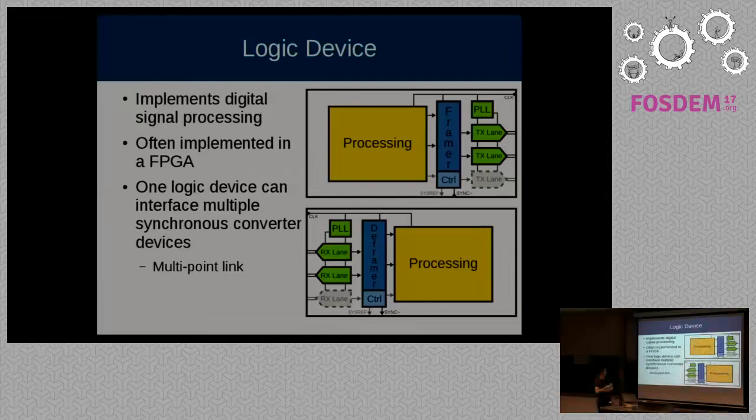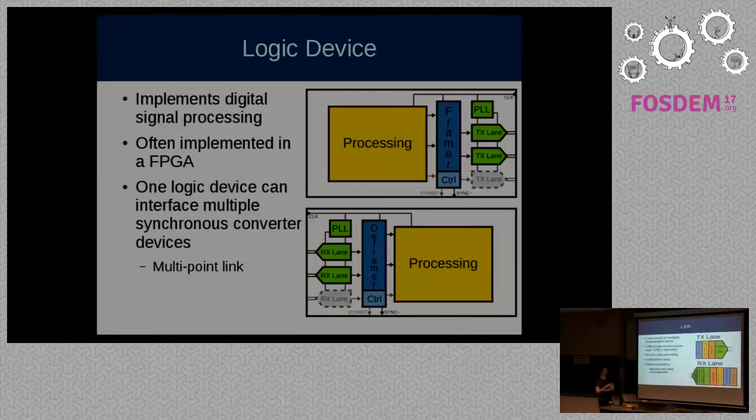And the one special thing about the logic device is that one logic device can actually interface to multiple converter devices. The so-called multi-point link, for example, you need 4 ADCs, but your converter device only has 2 ADCs. So you can take 2 of those and combine them into one logical converter device which has 4 ADCs.